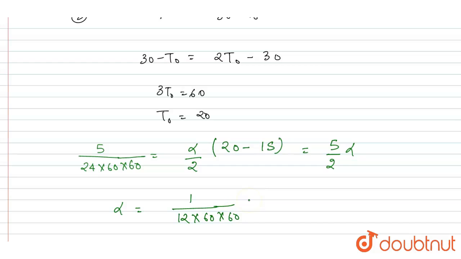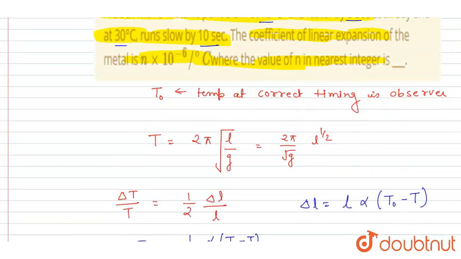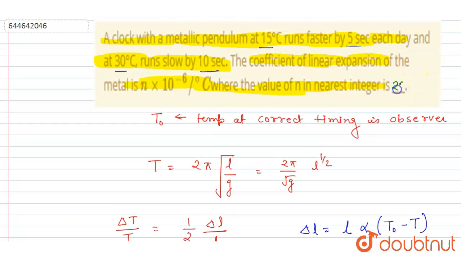This you will get after solving, and this is equal to 23 into 10 to the power minus 6. If you solve it, you will get this, right? And we wanted the value of n. Now if you see the value of n here, it will be 23. And this will be the answer of this question.